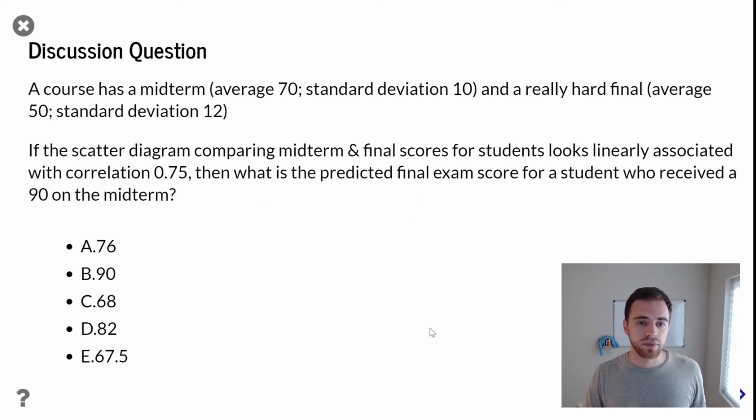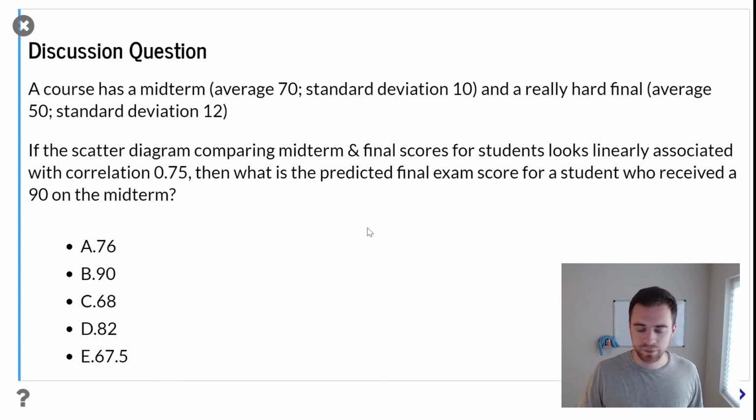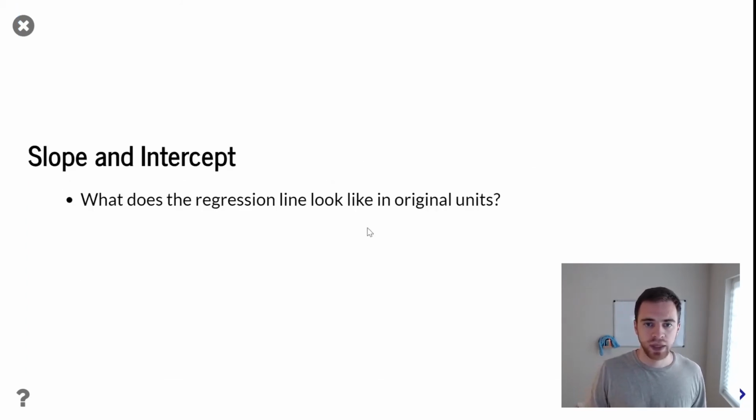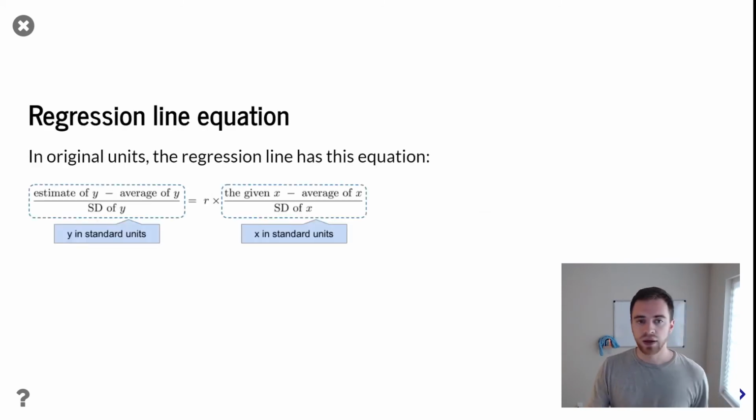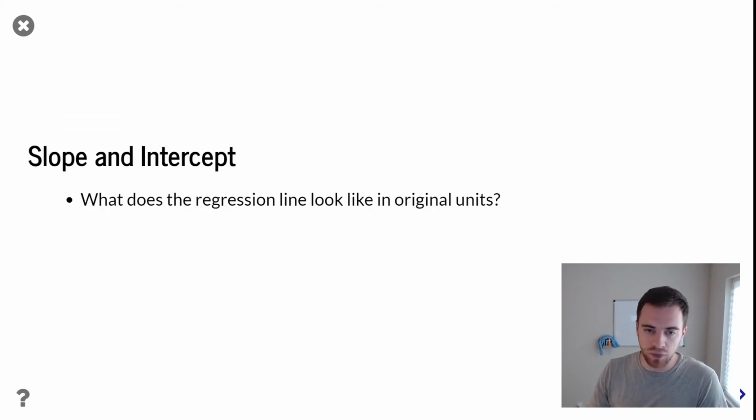Notice that they scored above average on the first exam, so we predict they're going to score above average on the second exam as well. So what does the regression line look like in original units? Here's a formula which basically allows us to avoid going back to standard units. I can just take an input in original units and apply the formula without having to go to standard units. Basically, the formula is converting for us.